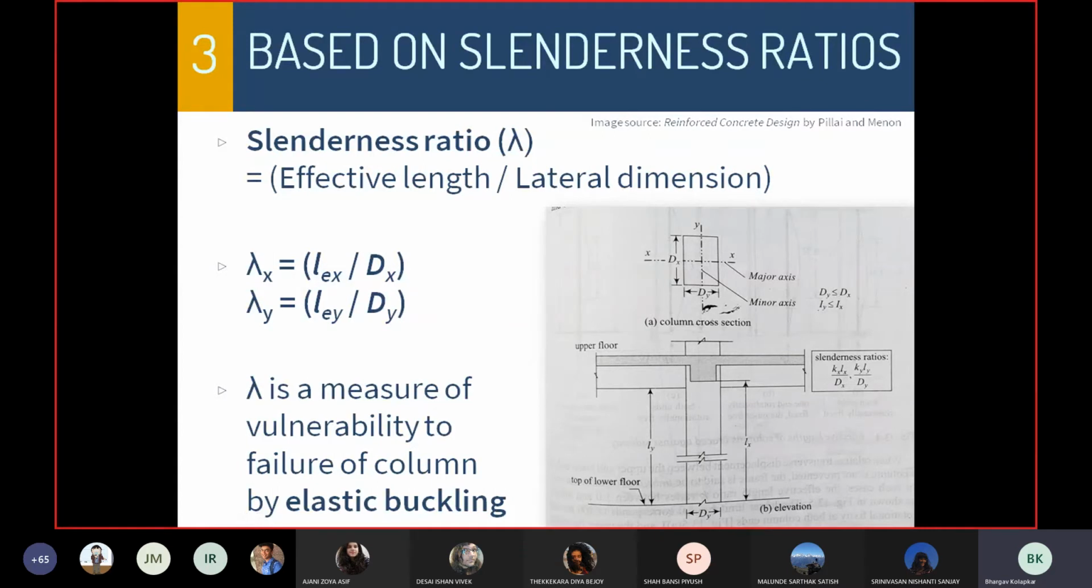Now, a simple question arises as to why LEX is different from LEY, because the column is the same. So why is it that there are two unsupported lengths? Can someone just look at the sketch and answer this question? Did you understand the question?